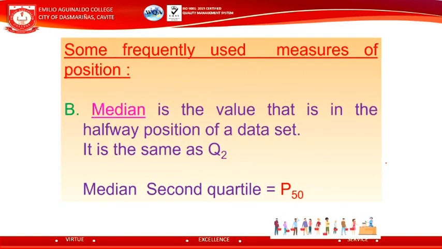Then let's talk about the median. These are some frequently used measures of position, the median. It is the value that is in the halfway position of the data set. It is just the same as the second quartile, and it is also the same as the 50th percentile. Since the second quartile and the 50th percentile are just the same.